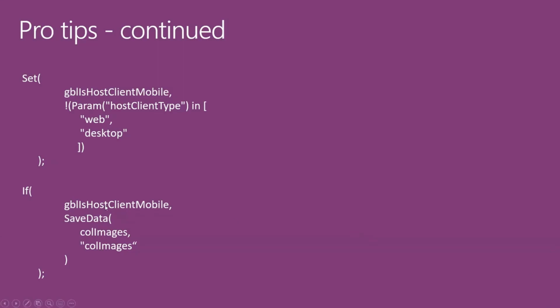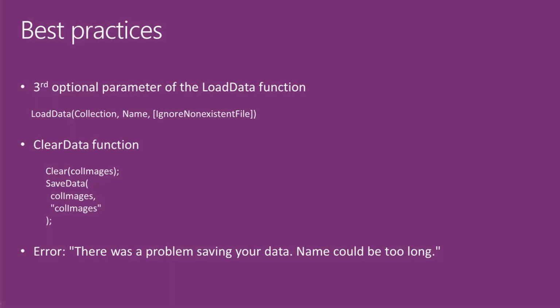variable. So if I'm on a mobile device, then save my collection of images. If I'm not, ignore the images. So with that one simple parameter, you can conditionally control what data you want to save if the user is on a mobile device versus if the user is accessing Teams through desktop. And I'll get to one of the best practices and tell you why this is important and how I ran into this accidentally. So a couple of best practices here.